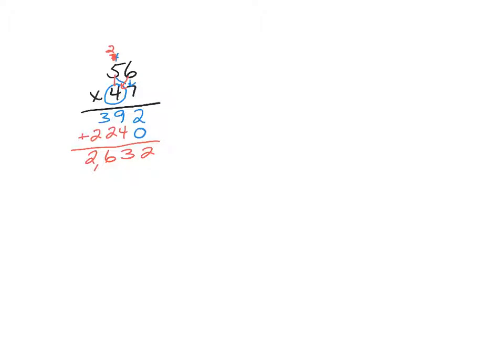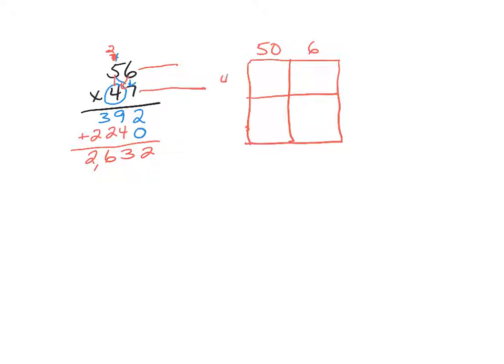You might choose to do this problem with the box method. In doing the box method, because I have a 2-digit by a 2-digit, I am going to break up both of these sides into 2. That 56 I can write as 50 plus 6. The 47 I can write as 40 plus 7. And now all I'm going to do is multiply all the numbers that are on the outside with the corresponding number and figure out my answer.